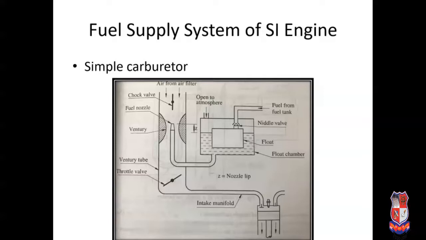Here you can see the figure of the simple carburetor. A simple carburetor consists of different components like float chamber, venturi tube, throttle valve, choke valve, fuel nozzle, and there is one intake manifold. The intake manifold is connected to the combustion chamber.